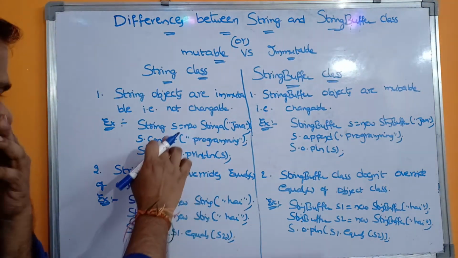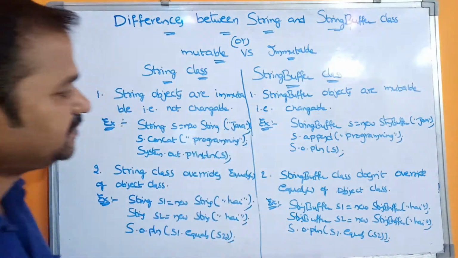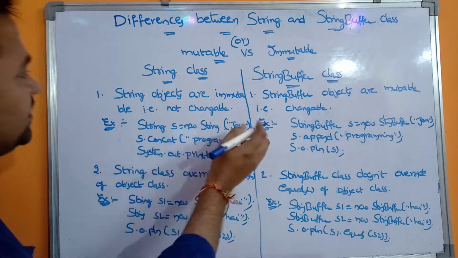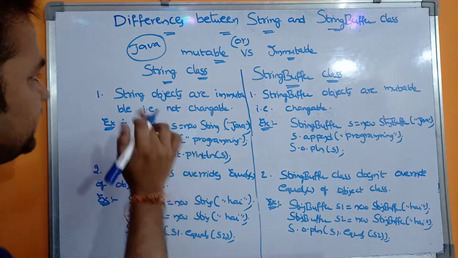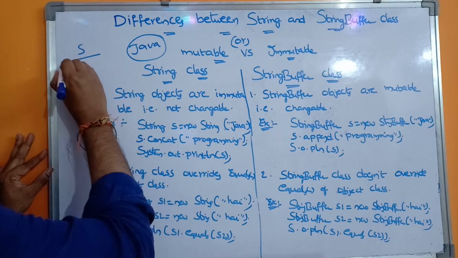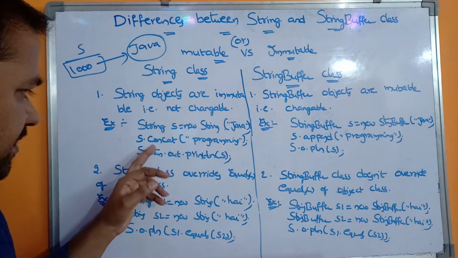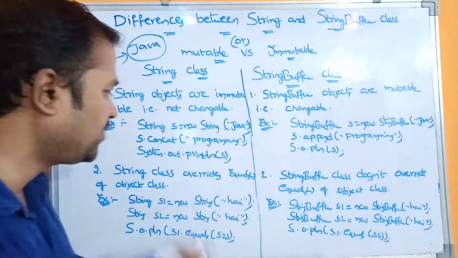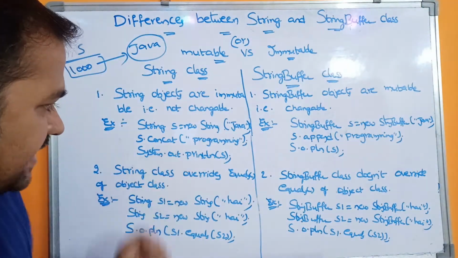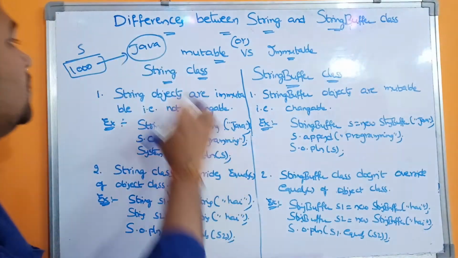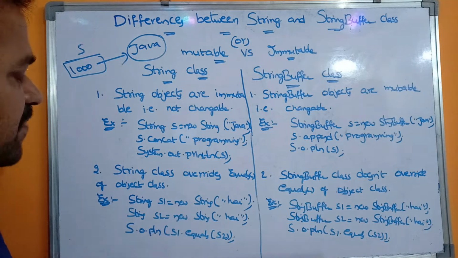Let's see an example. String s = new String("Java"). So an object is created. What is the content of the object? Java. Next, s is a reference variable. Let the address be 1000. So this 1000 points to that object. Next, s.concat("programming"). We know what a concat method is. A concat method concatenates this string to the corresponding String object. So now the output is Java programming.